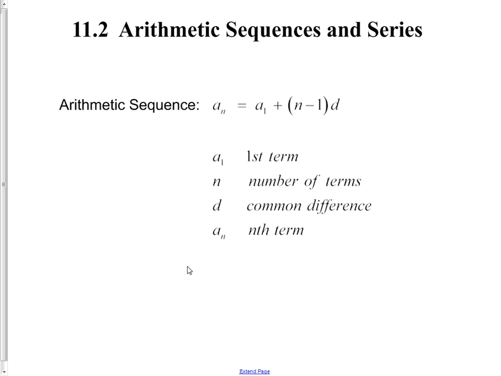In section 11.2, we're going to go through and talk about arithmetic sequences and series. An arithmetic sequence is a set of numbers in which you're adding a common number to the previous number each time. The general equation for an arithmetic sequence is a sub n equals a sub 1 plus n minus 1 times d, where a sub n would be the nth term of the sequence, a sub 1 is your first term of the sequence, n is the number of terms in the sequence, and d is that common number that you're adding or subtracting each time.